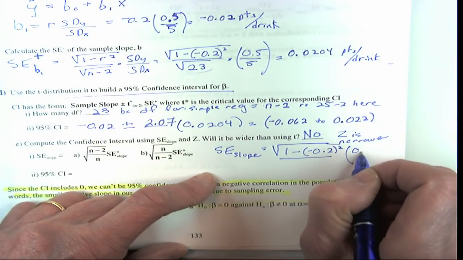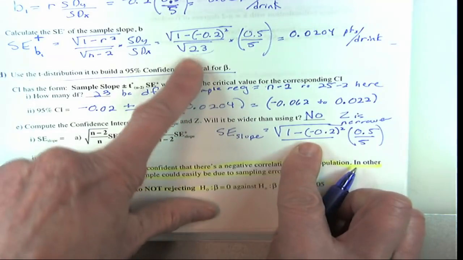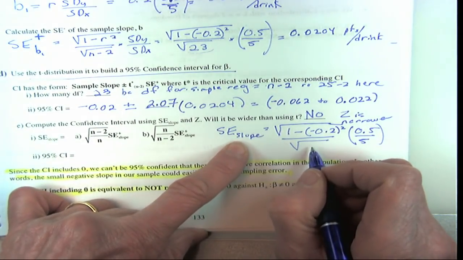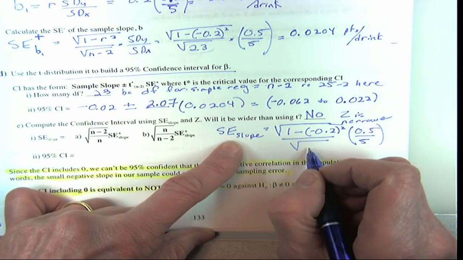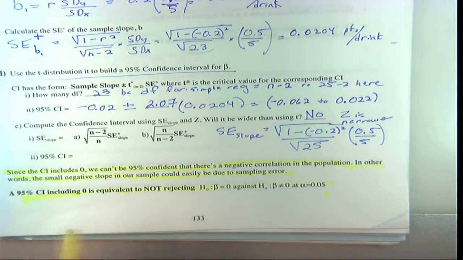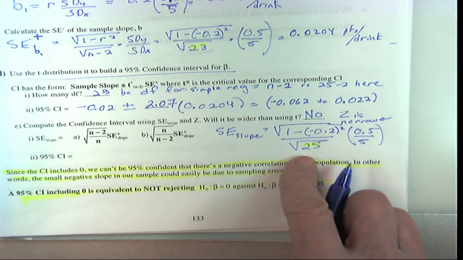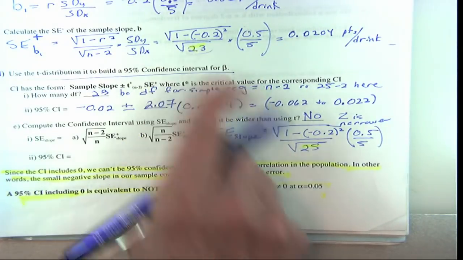This part's the same. This part's the same. What's the only thing that's different? Instead of putting the square root of 23, I'm going to put what? I don't have a plus here. What am I going to put? Just n, right? So 25. So these are identical. The only thing we're looking at is this versus that, right? So this is smaller. That's why we have a plus here. It's bigger because we have this, okay?